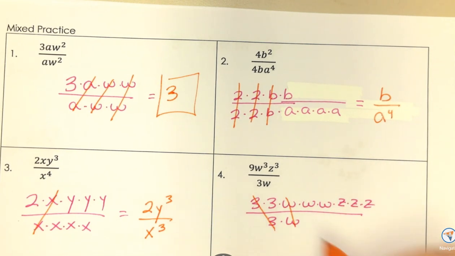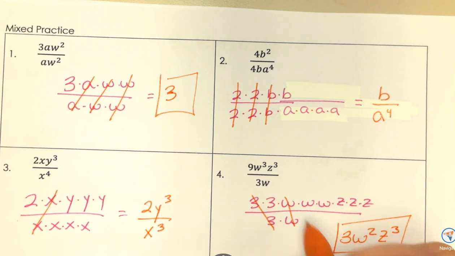Cancel a 3, cancel a W. There's nothing on the bottom, so it's a 1. So what I'm left with on the top is 3 W squared Z to the 3rd. So really what's left down here is a 1.